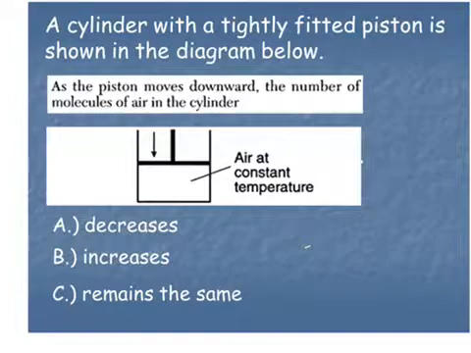Okay, for our last thing on Boyle's law, let's just look at one more example here. A cylinder with a tightly fitted piston is shown in the diagram below. As the piston moves downward, the number of molecules of air in the cylinder, and that's what they're looking for, A decreases, B increases, or C remains the same. And we know that it should remain the same because we shouldn't be losing any air.